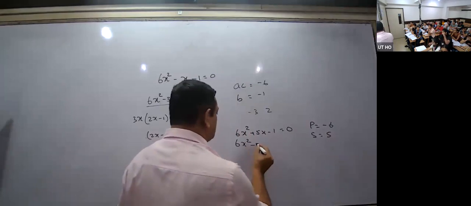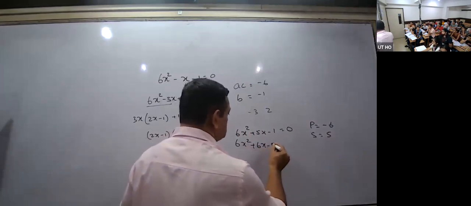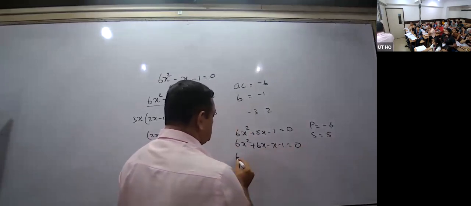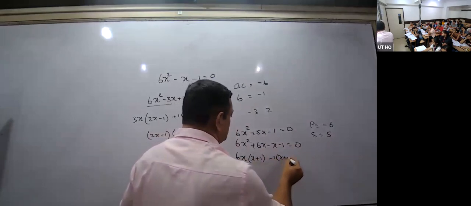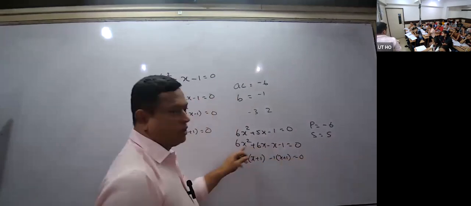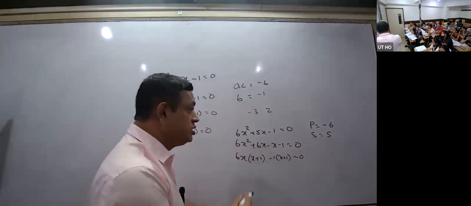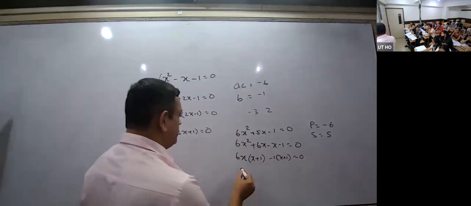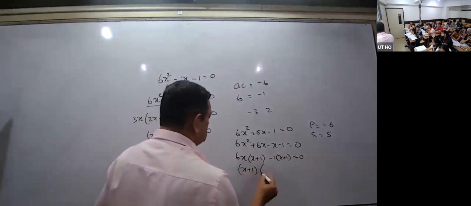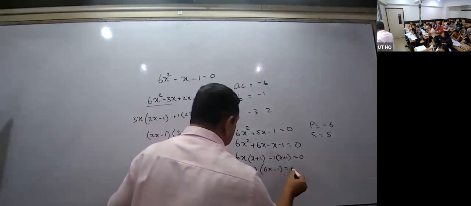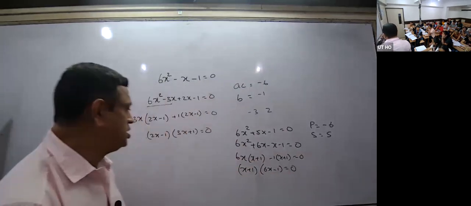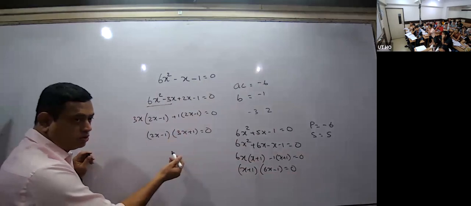So 6x square plus 6x minus x minus 1. You can take 6x as common: 6x times x plus 1, minus 1 times x plus 1. This part you have to be very careful, because we write 3 and 2 and then automatically we try to adjust and make it. That is x plus 1 times 6x minus 1 equal to 0. Then you will be getting the corresponding values. Now from here, solving, you know how to do it.